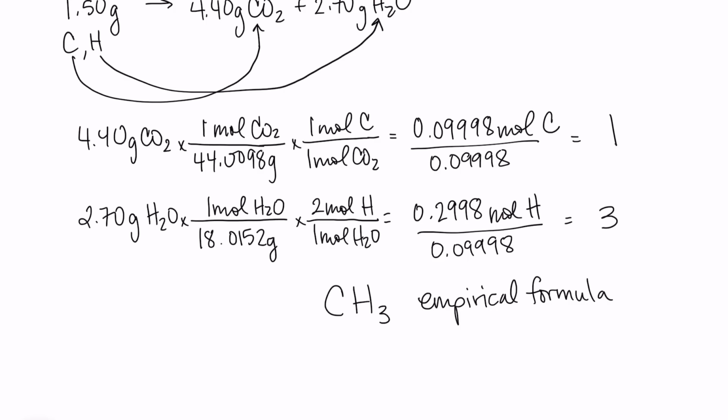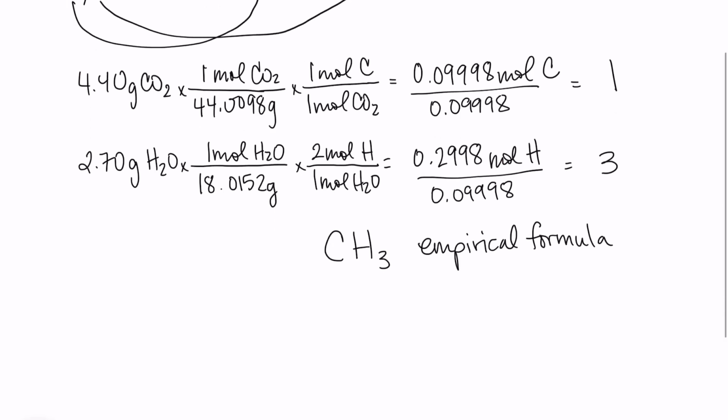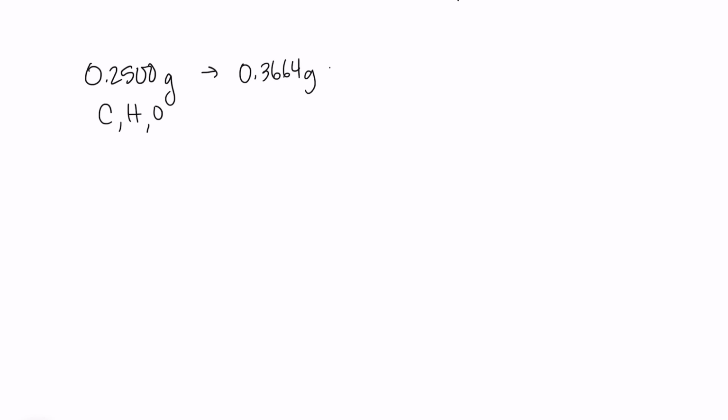Now, let's do another example that's a little bit more complicated. This time we're going to have something that contains hydrogen, carbon, and also oxygen. So for this one, they tell me that I have 0.25 grams of my compound that contains carbon, hydrogen, and oxygen. And when I completely combust it, I'm going to get 0.3664 grams of CO2 and 0.1500 grams of H2O.